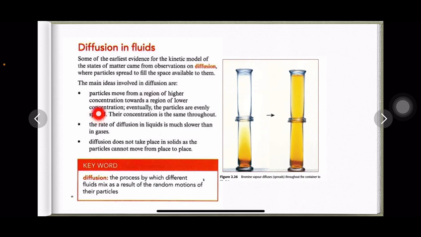The definition says the particles move from region of higher concentration towards a region of lower concentration. Eventually means finally the particles are evenly spread and their concentration is same throughout. Here you can see finally their concentration is same throughout both of the jars.